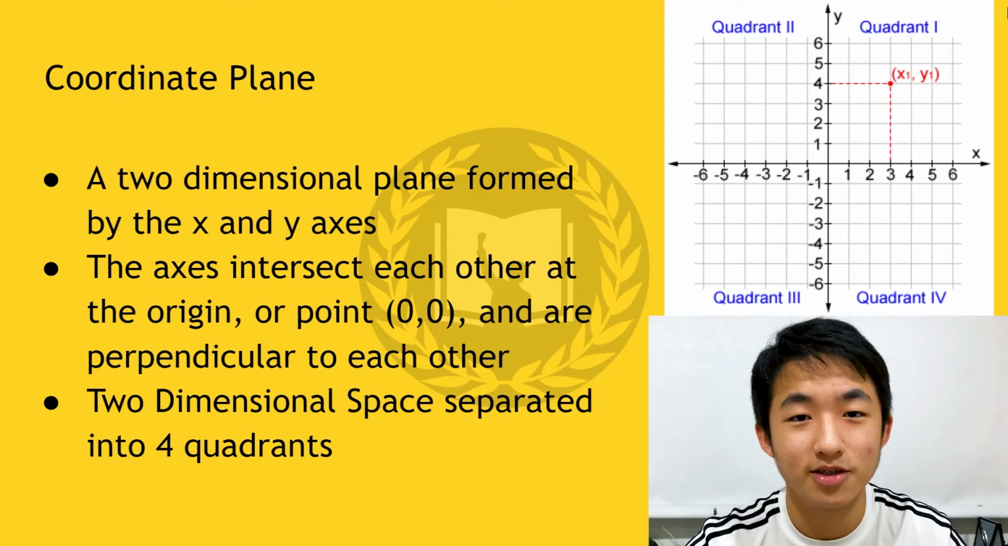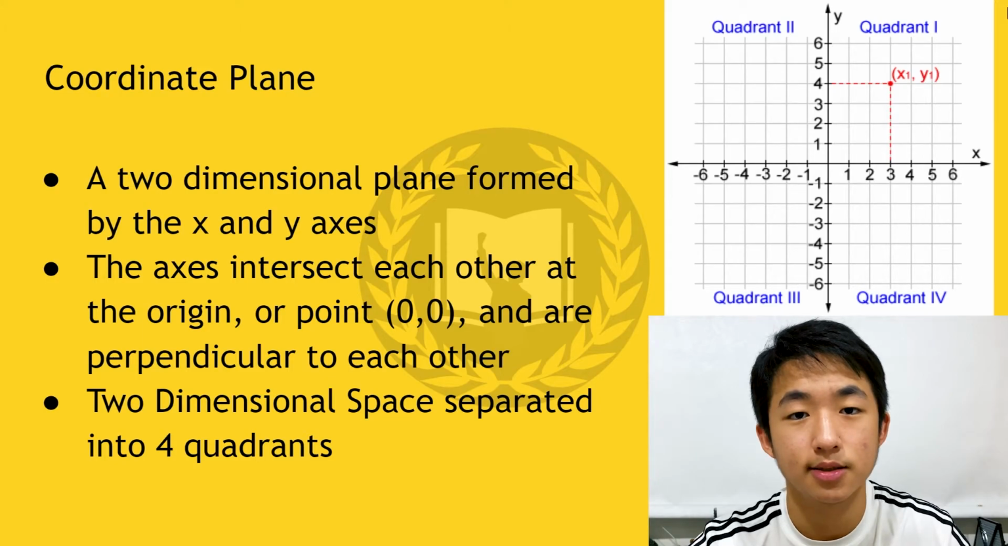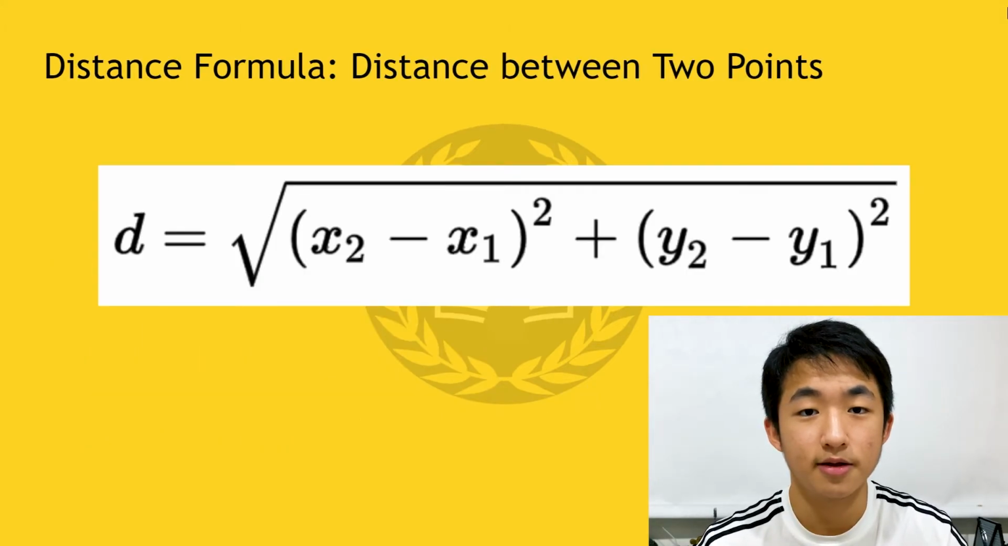This also separates two-dimensional space into 4 quadrants, as seen in the diagram on the right. Coordinates are also labeled with their x and y positions. So for example, the origin is labeled as point 0, 0 because it is 0 on the x-axis and also 0 on the y-axis. Alright, now let's talk about the distance formula.